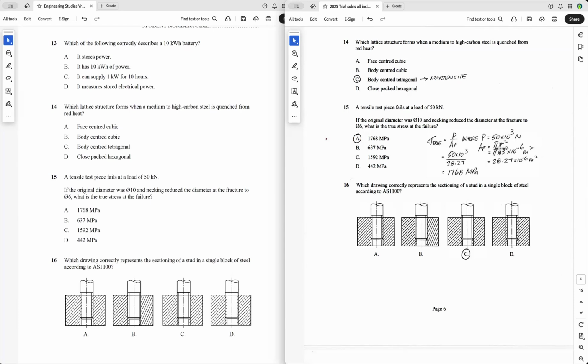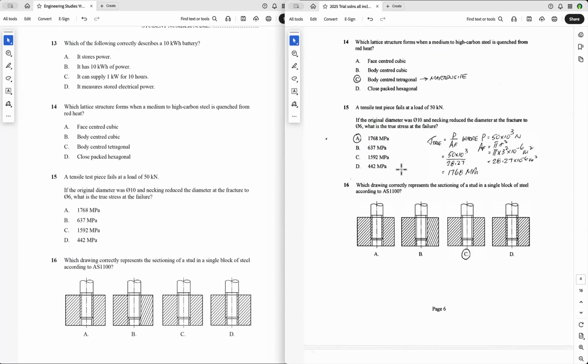So the area of fracture is pi r squared, and you use the phi 6 and multiply it by 10 to the minus 6 to bring it to meters squared, and the answer comes out at 1768 megapascals.